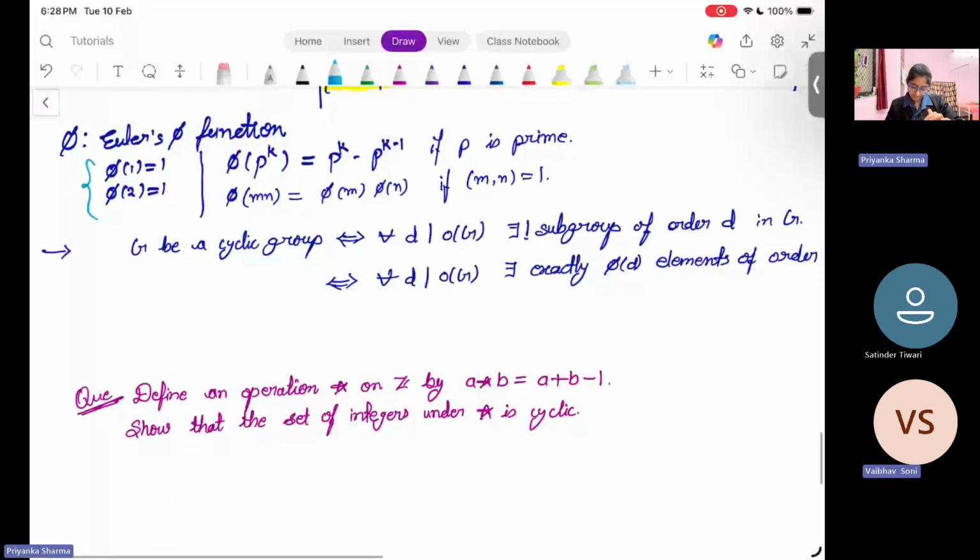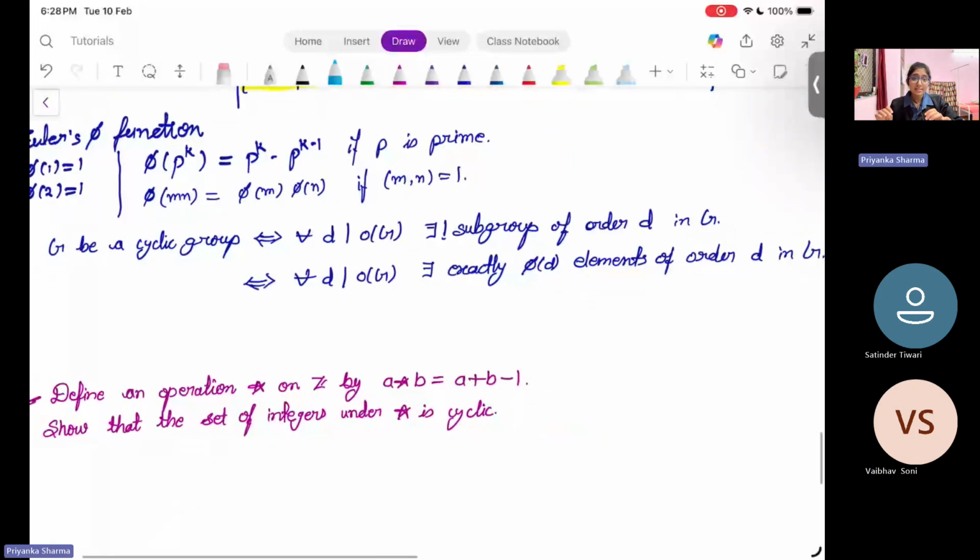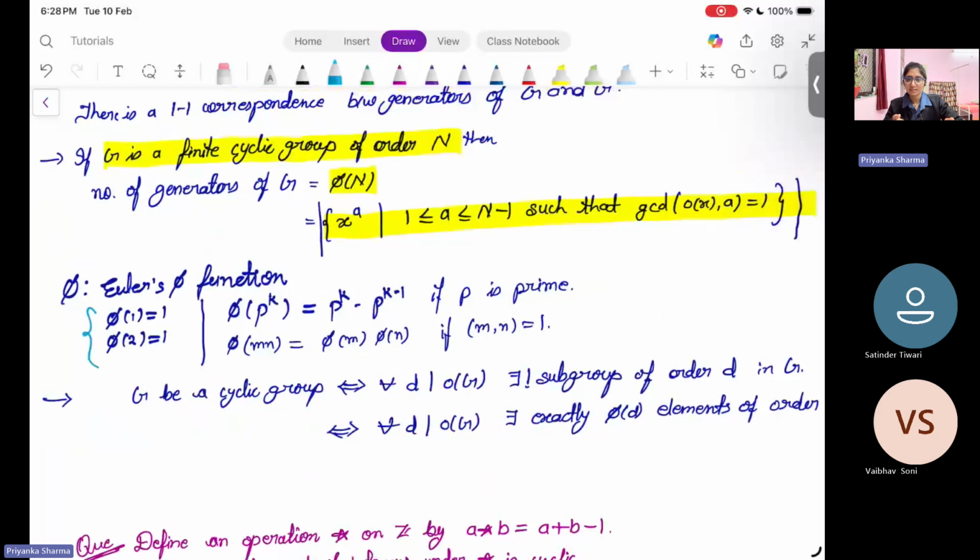And last result. Ma'am, I have a question here. Do we have any proof of this formula for the number of generators of G? Yes, we have a proof for this, and the proof is discussed by our professor in lectures. You can refer to week three's lecture one, and you will get the proof there. Okay, I understand.